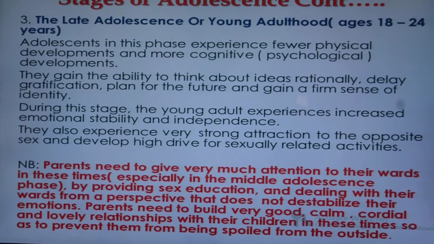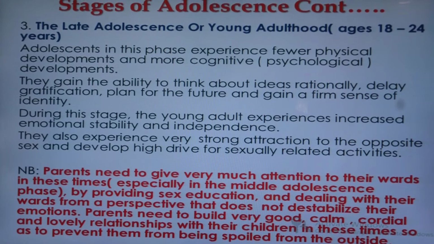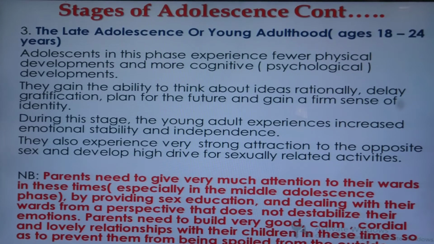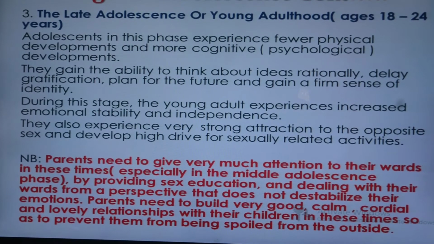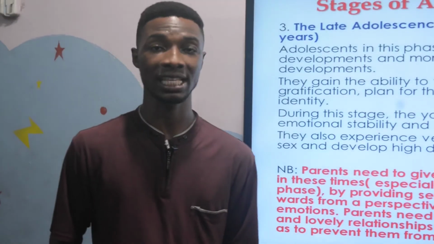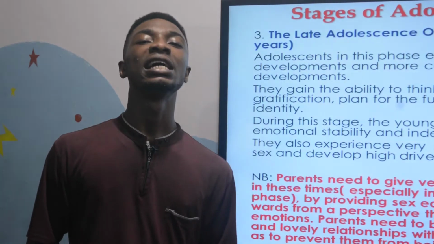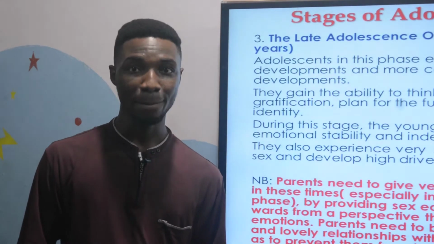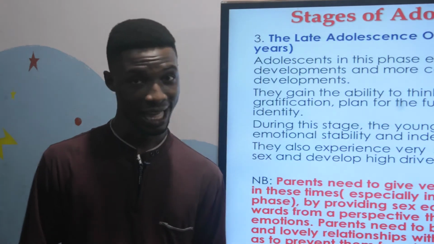So at this stage, their parents need to give them attention. This is where parents need to give very much attention to their wards by providing sex education and dealing with their wards from a perspective that does not destabilize them in terms of their emotions. Parents need not hide anything relating to sex from their children, because if you don't teach the child at home, he or she might learn it from outside. Friends might teach your child from outside, and that one will follow with practicals, and you might not be happy at the consequence.